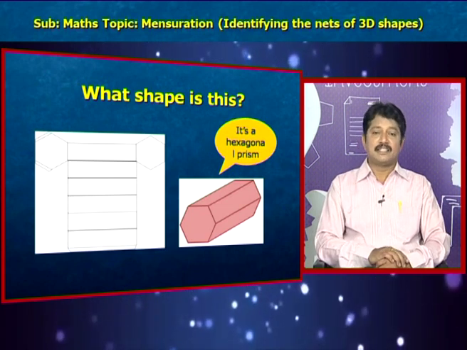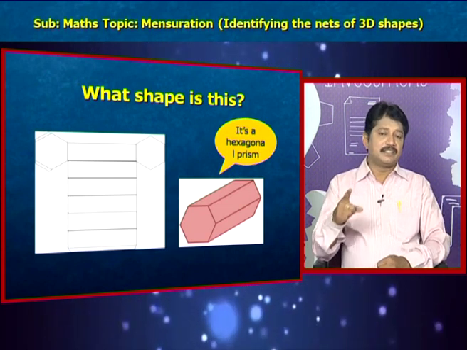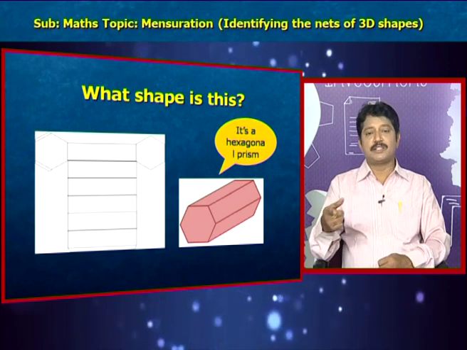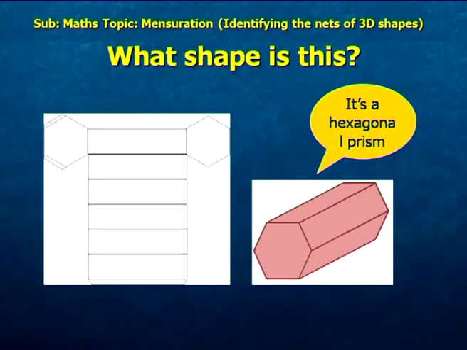Six for hexagon. Once again I am repeating: 3 triangle, 4 quadrilateral, 5 pentagon, 6 hexagon, 7 septagon, 8 octagon, 9 nonagon and 10 decagon. So, it is hexagonal, it is a prism, clear? Okay. So, we can say the shape of this is a hexagonal prism.